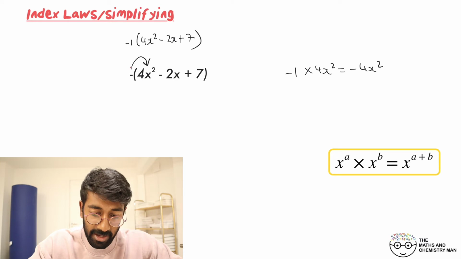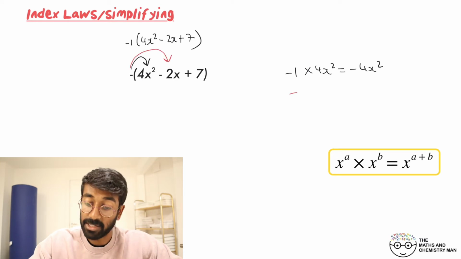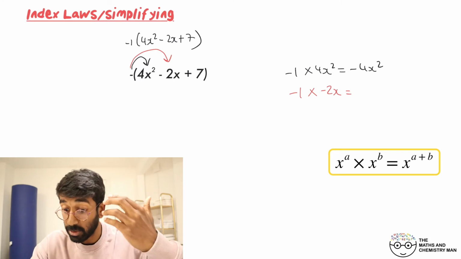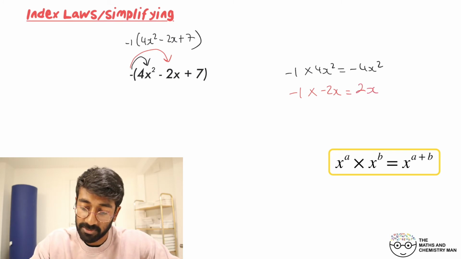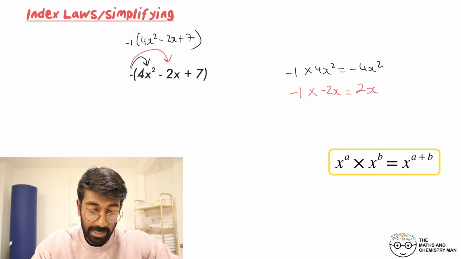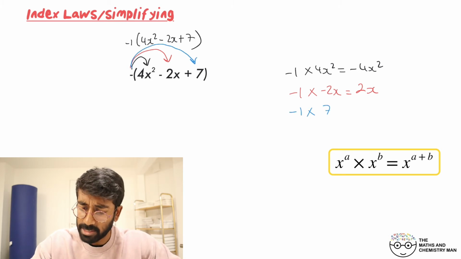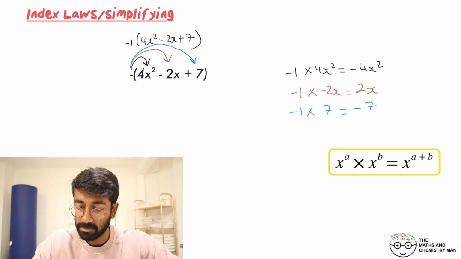Next, we have minus times by the minus 2x. That's like minus 1 times minus 2x. What's that going to give me? That's now going to be positive. So we've got positive 2x. And finally, the minus there times by that positive 7. That's like minus 1 times by 7, which is just minus 7.